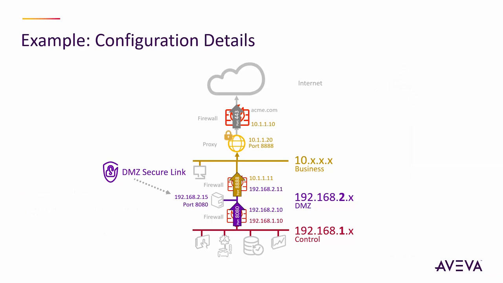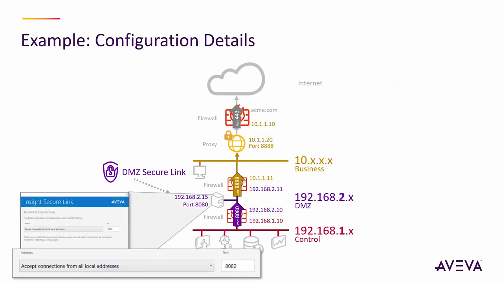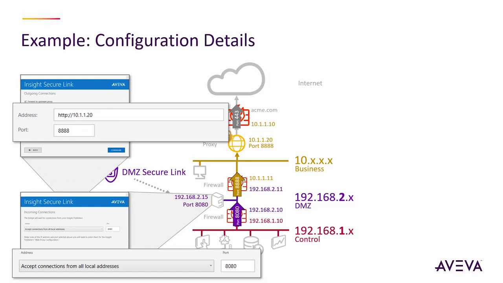So let's look at how you would configure this. Once I install DMZ Secure Link, I can configure which IP addresses it listens on and the port that it uses. And then if there's an upstream proxy, this corporate proxy, I can configure that as the forward proxy it will use to get to the internet. So that would be my corporate proxy.